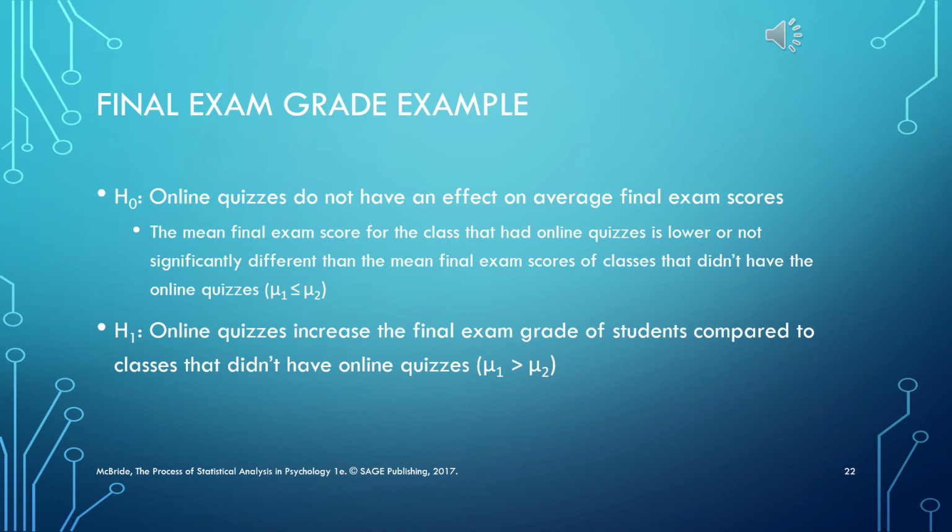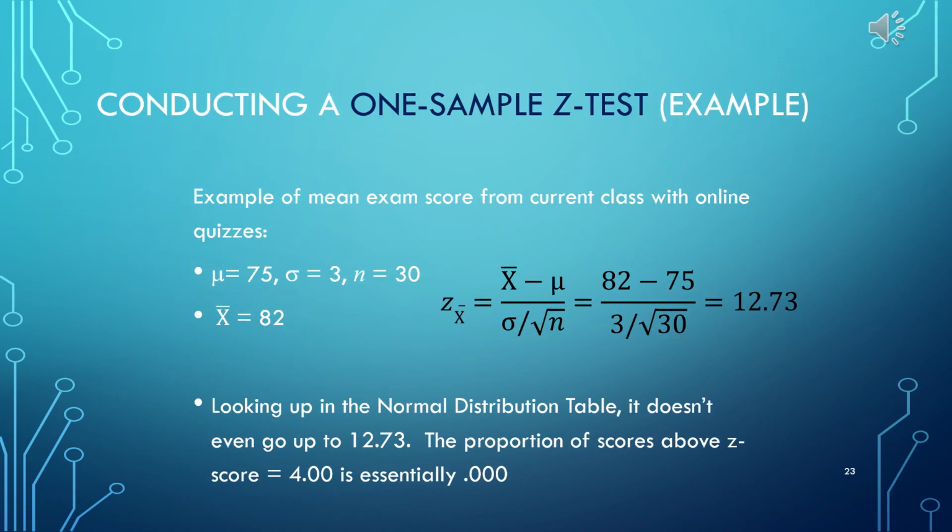The alternative hypothesis is that the online quizzes actually did help, and so the mean final exam grade for our sample is going to be higher than the mean final exam grade of that distribution of classes that came before. All right, so this is our first inferential statistic. Woo! We are calculating a z-statistic, which is basically identical to z-scores.